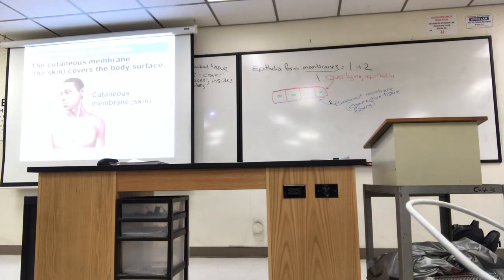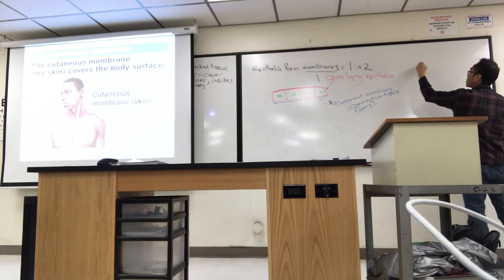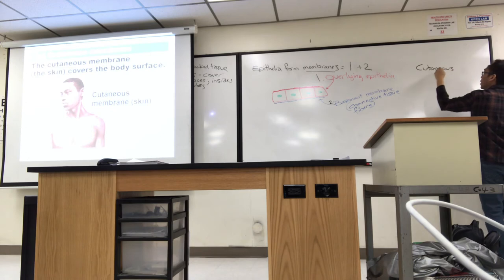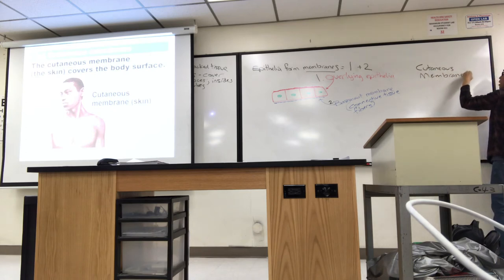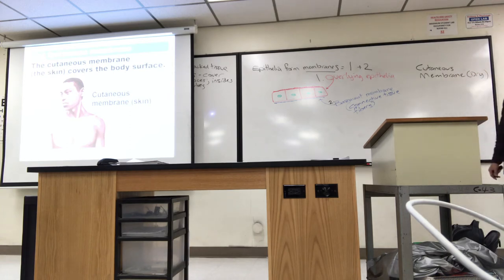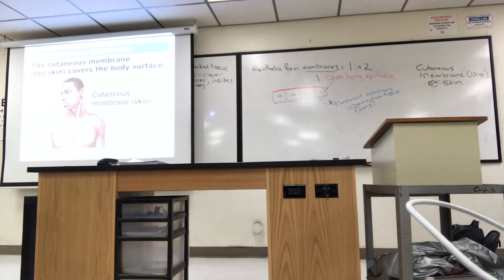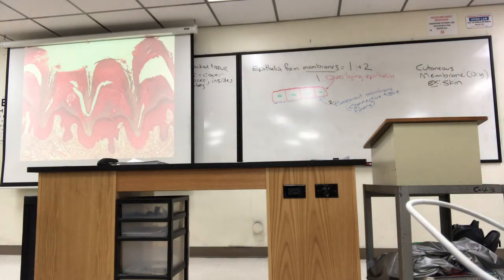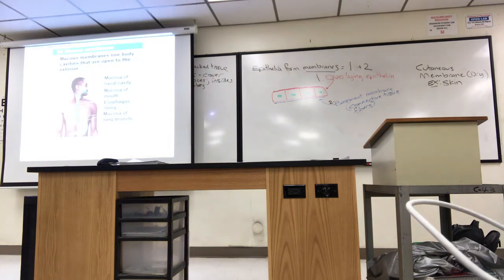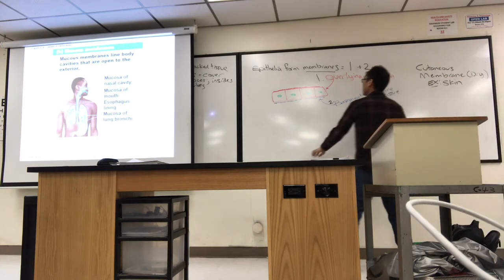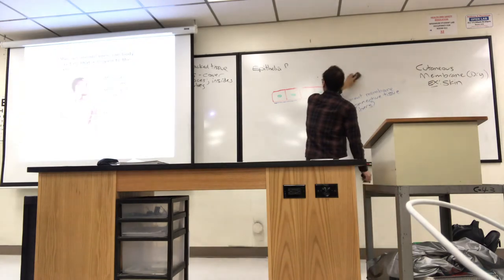For example, if it's a dry membrane, we refer to it as a cutaneous membrane. It's dry, meaning it's not secreting mucus. It's dry, like skin. That's the only one you have to know. The cutaneous membrane of skin. As we looked at before, if I were to ask you to identify the tissue, you would probably say keratinizing, stratified, squamous, epithelial tissue. It happens to be a cutaneous membrane that is dry. You have mucous membranes. They are wet.